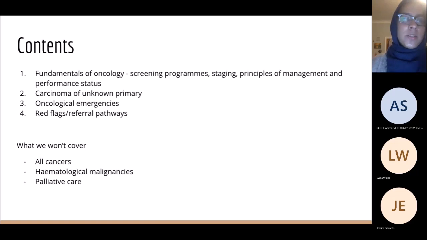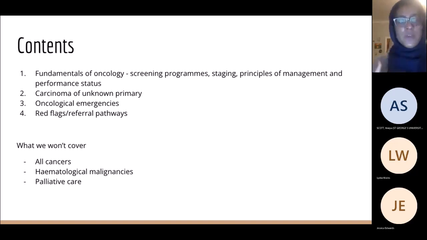And you don't really need to know the ins and outs of detailed management for cancers, because like I said, it's quite a specialist topic in general. But what I will be going over is I'll be talking through some of the fundamentals of oncology. So I'll be talking about screening programs. I'll be talking about the generic ideas around staging and grading, and some general principles around management that is useful to know. And I'll be discussing something called performance status. And this helps us guide the kind of management that we will do for someone who is affected by a certain type of cancer.